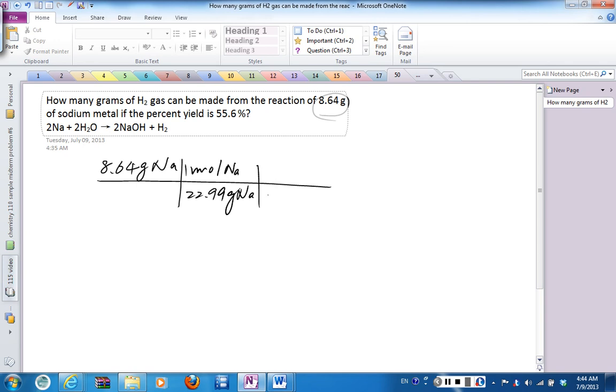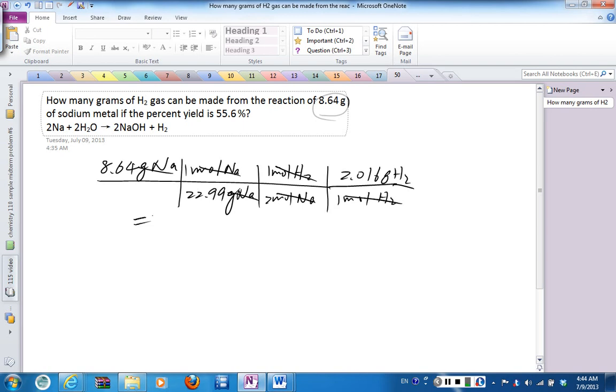Each 2 moles of sodium, according to the balanced chemical equation, is then going to be forming 1 mole of hydrogen gas. And then, of course, each 1 mole of hydrogen gas is 2.016 grams. This is a normal gram to gram stoichiometry setup. Units cancel perfectly and will give us grams of hydrogen.